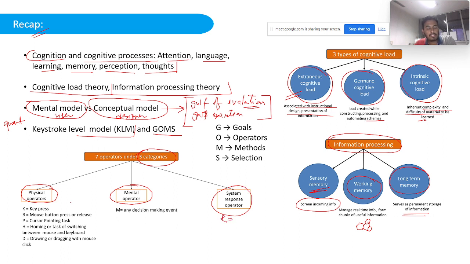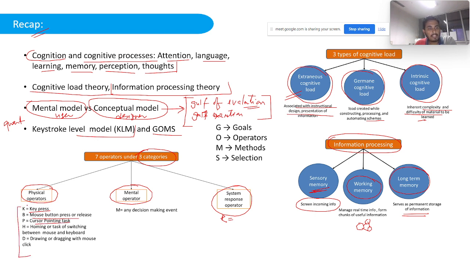As discussed in the previous class, when we do any activities as a part of usability analysis, for example when you are navigating a website or operating a device, we perform physical activities like key press, mouse button press, cursor pointing, etc.